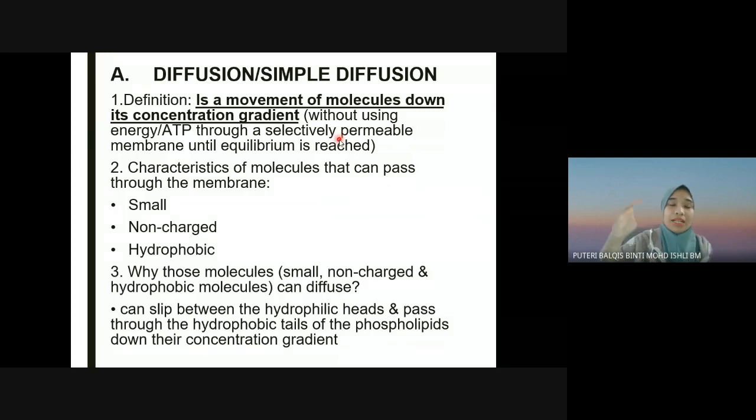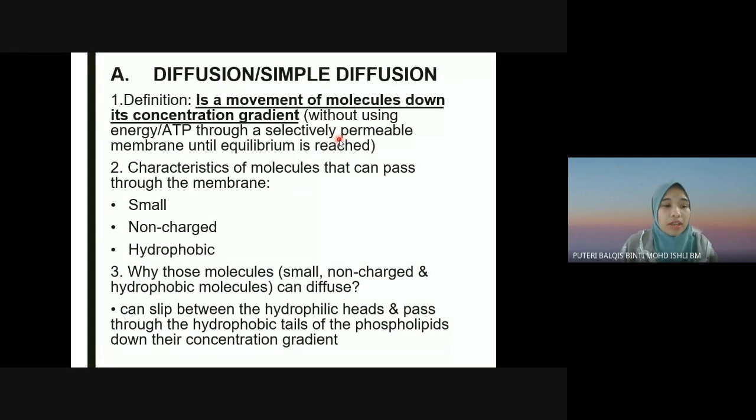Okay, so pergerakan molekul menuruni kecerunan konsentrasi. Of course lah kalau dia turun, maksudnya from high concentration to low concentration, it does not need energy. You can write movement of molecules from high concentration to low concentration, but we prefer for you to write movement of molecules down its concentration gradient. We talk about concentration gradient, not just concentration.